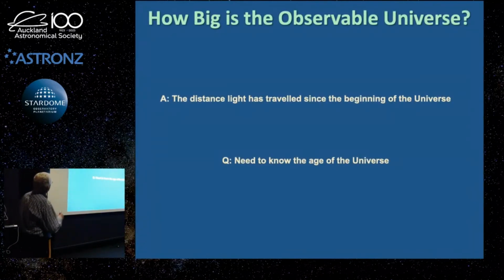So the next question you might say, well, okay, let's look at the whole universe. How big is the observable, or the whole universe? How big is it? And the answer to that is easy. It's the distance light has travelled since the beginning of the universe. Easy. But to provide that answer, you need to have another answer. You've got to know the age of the universe, or a little bit about the universe. Does it go on forever, or did the universe have a beginning?